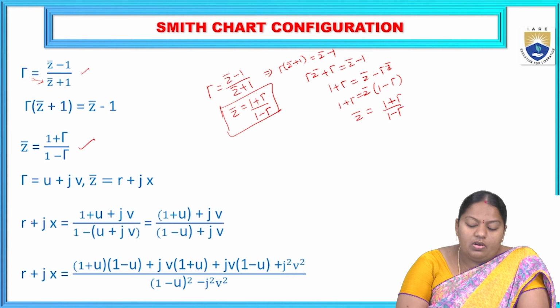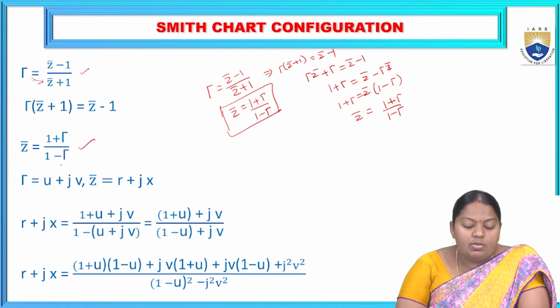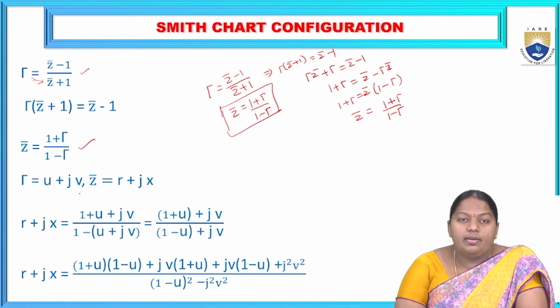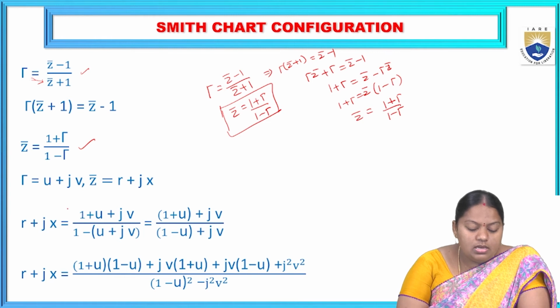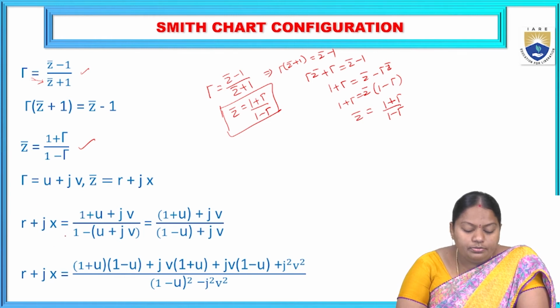So this is the way we have got z bar equal to (1 plus gamma) by (1 minus gamma). Now from this, already we know that gamma equal to u plus jv and z bar equal to r plus jx. So normalized impedance in terms of resistance and reactance is r plus jx, and reflection coefficient in terms of real and imaginary parts is u plus jv. Right? And we know that gamma equal to (z bar minus 1) by (z bar plus 1).